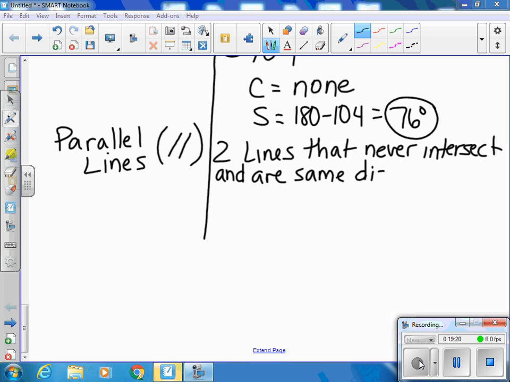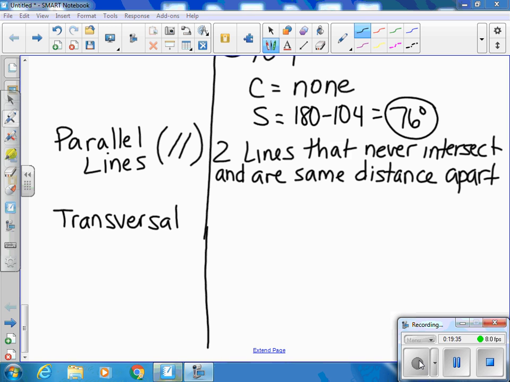And the reason we're talking about parallel lines here is because when you have parallel lines with another line thrown in, you get angles created off of this. All right, so this other line is called a transversal. Anything that transverses something crosses through it, right? So a transversal is a line that cuts through parallel lines.